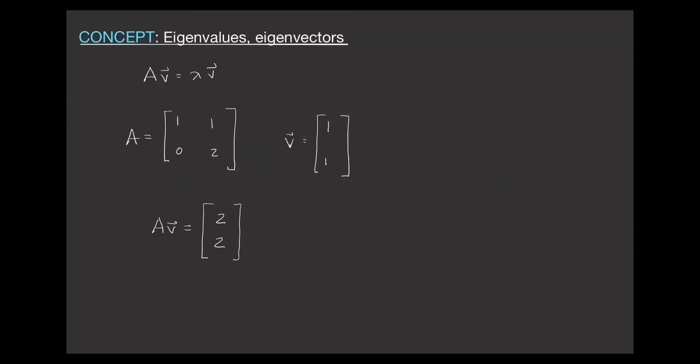And now notice that we can rewrite this as 2 times 1, 1. That means that since we can just see the original vector as a multiple, 1, 1 is an eigenvector of the matrix A, and 2 is an eigenvalue. So 2 in this case is our eigenvalue, and our eigenvector is this here.